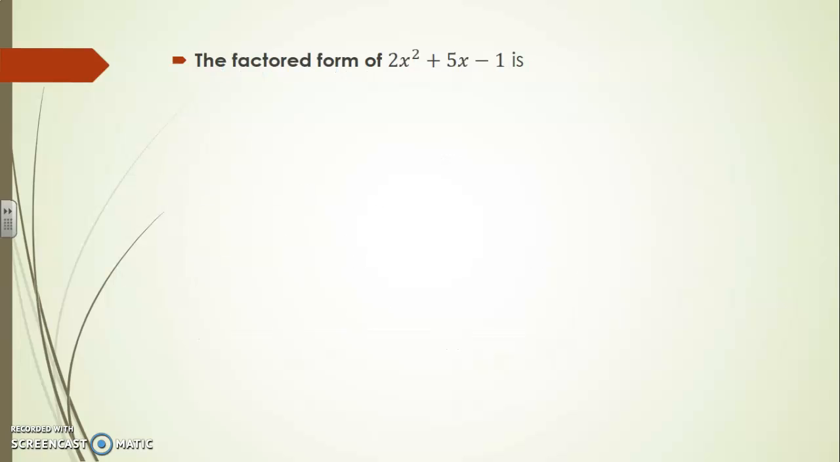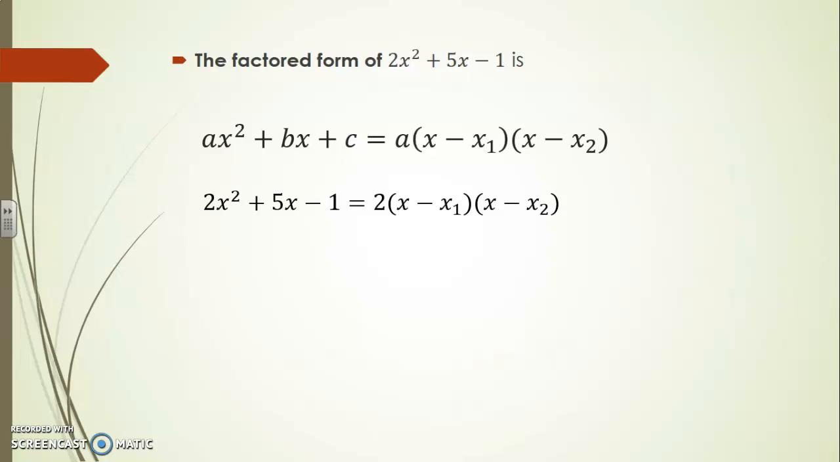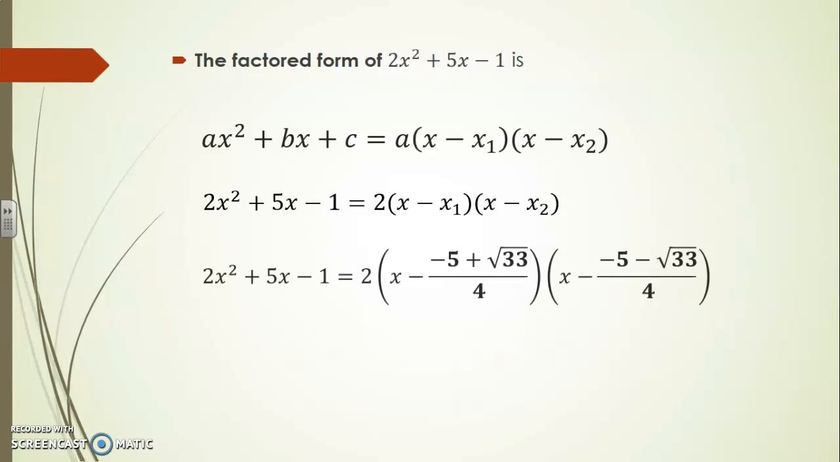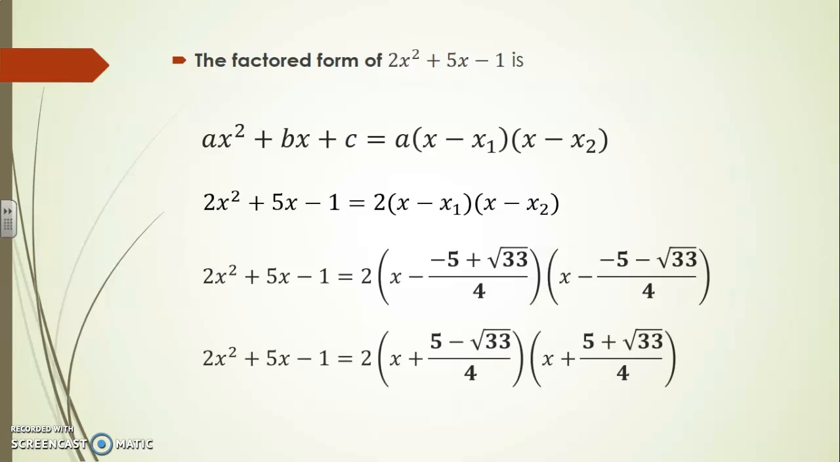So the factored form of 2x squared plus 5x minus 1 can be written as a times (x minus x1) times (x minus x2). In other words, 2 times (x minus x1)(x minus x2). Here are the roots that the quadratic formula provided to us. And if I distribute the minus sign to each fraction, here is a factored form for our quadratic. If you verify, you will definitely observe that this is the same result as the one we obtained by completing the square.